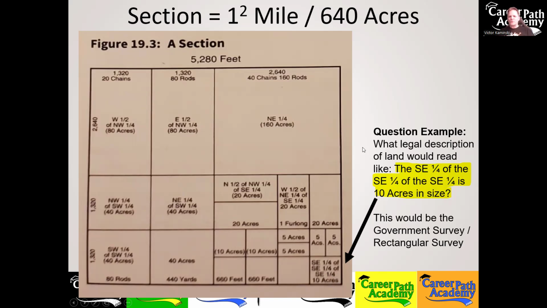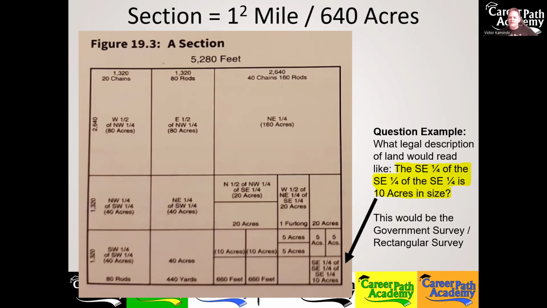You don't need to know how to read one of these maps. You're not a surveyor. However, you need to recognize the legal descriptions by their description. If it reads like this, you know that's the rectangular government survey, which we don't use here in New Jersey or any of the 13 original states. It's used in Western states. It was developed by Congress.